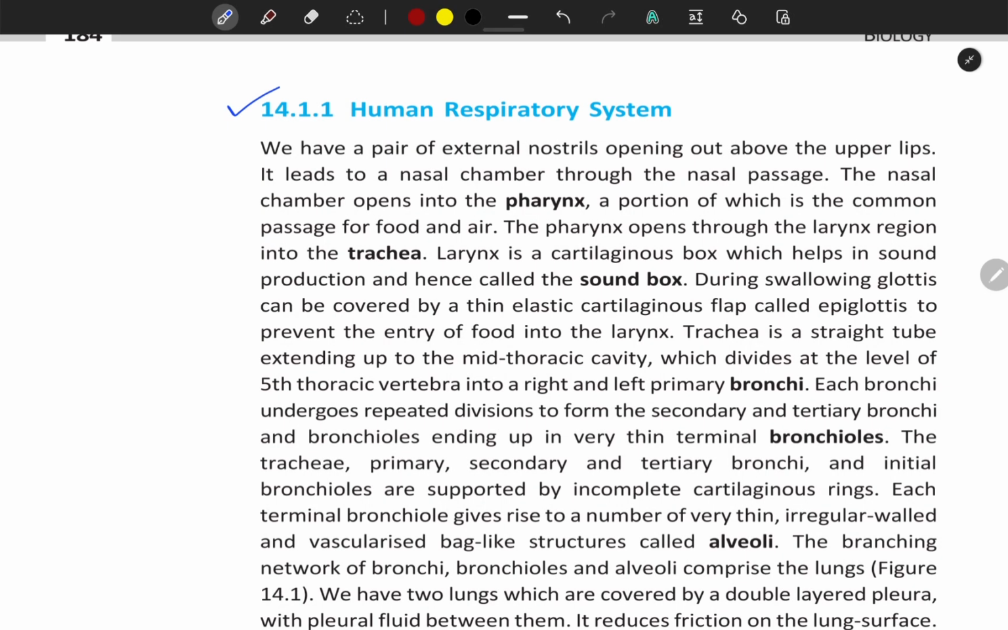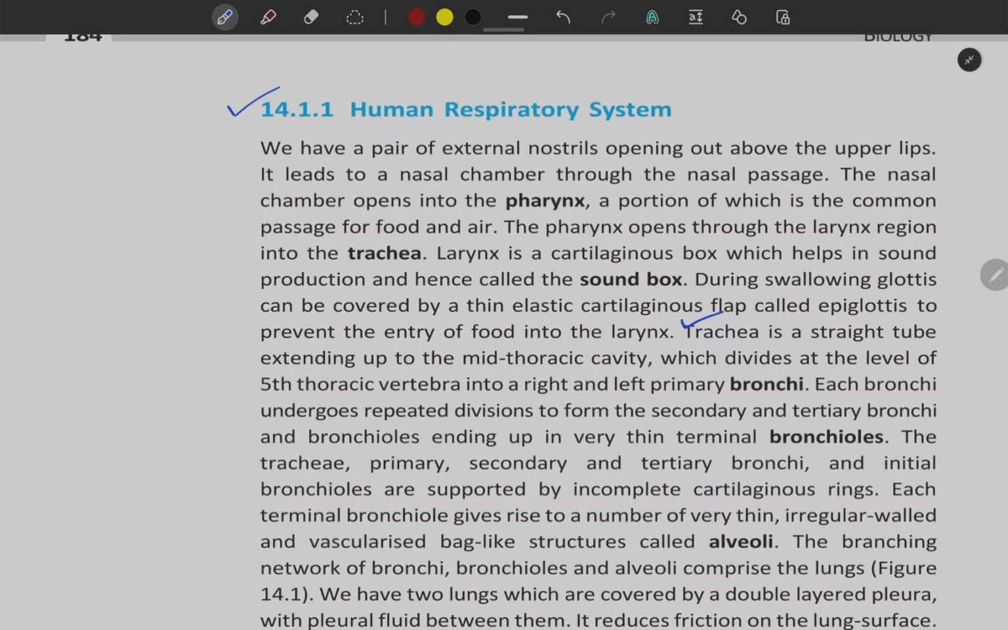14.1.1 Human Respiratory System. We have a pair of external nostrils opening out above the upper lips. It leads to a nasal chamber through the nasal passage. The nasal chamber opens into the pharynx, a portion of which is the common passage for food and air. The pharynx opens through the larynx region into a trachea. Larynx is a cartilaginous box which helps in sound production and hence is called the sound box. During swallowing, the glottis can be covered by a thin elastic cartilaginous flap called epiglottis to prevent the entry of food into the larynx.